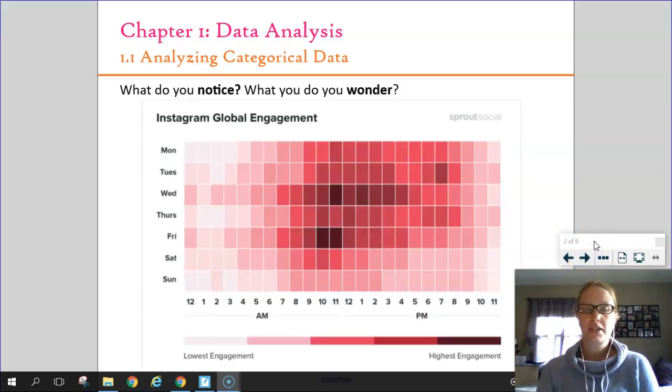On this slide, you see a graph with the title Instagram Global Engagement. I want you to pause for a moment and ask yourself what you noticed about this graph and what you wonder. After you've paused and given yourself some time to think, maybe you noticed that the highest levels of engagement, the dark purple color, happen in the middle of the day from about 10 to noon on Wednesdays and Fridays. Maybe you wonder why this is.